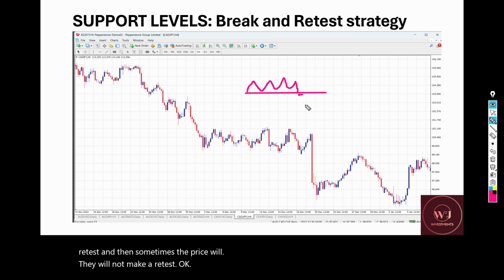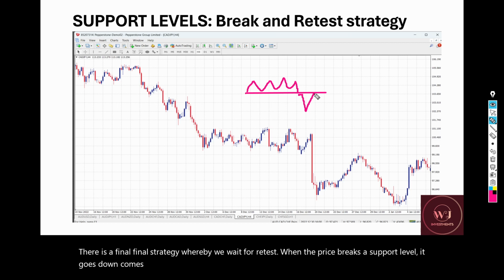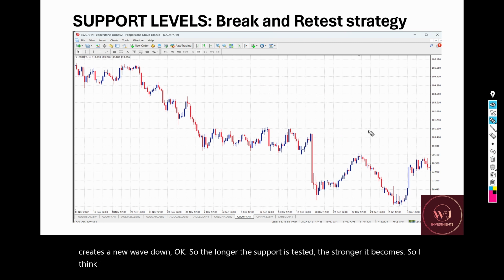Or there is a final strategy whereby we wait for a retest. When the price breaks a support level, it goes down, comes back to retest the previous support to become a resistance, and then it creates a new wave down. The longer the support is tested, the stronger it becomes. So I think that is all on the support levels. That's the 3 major ways we can trade them.